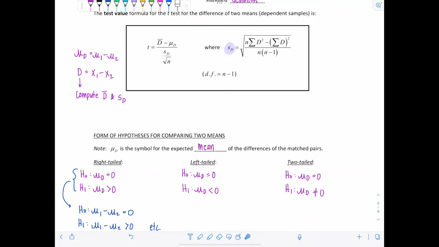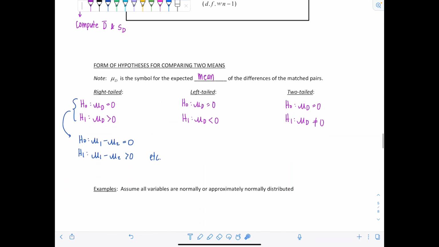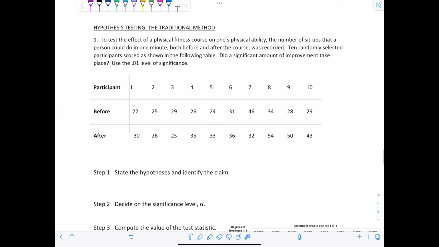Now, if you take a peek up here, this test value isn't too hard to compute by hand, so I do want to do one example so you can see how everything's going to work, and we'll just do a traditional method hypothesis test right here. So example 1, to test the effect of a physical fitness course on one's ability, the number of sit-ups that a person could do in 1 minute, both before and after the course was recorded. 10 randomly selected participants, so there's our simple random sample, scored as shown in the following table.